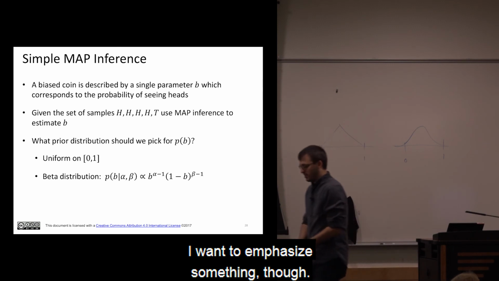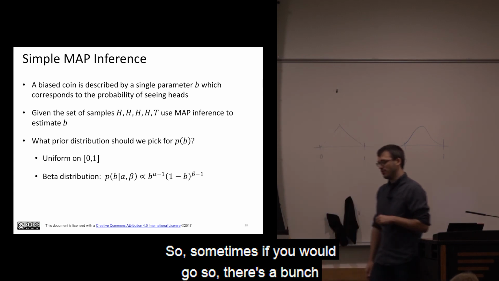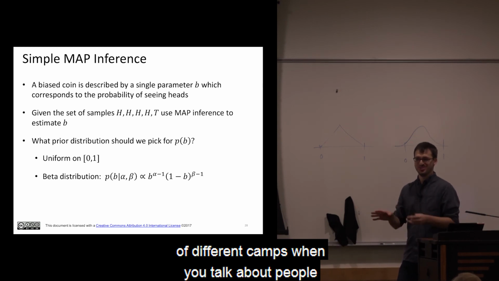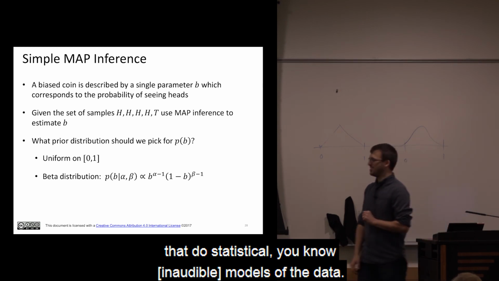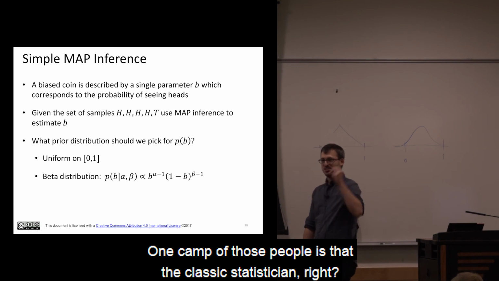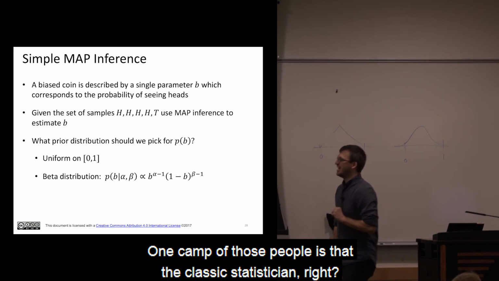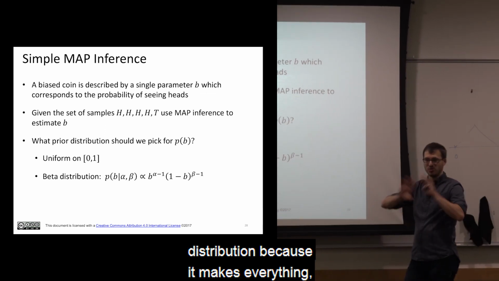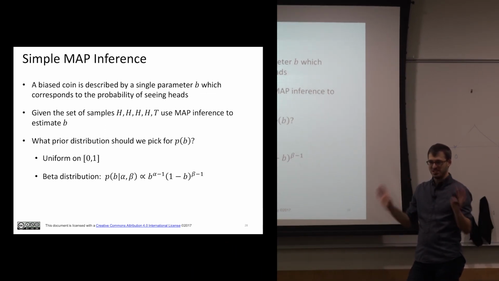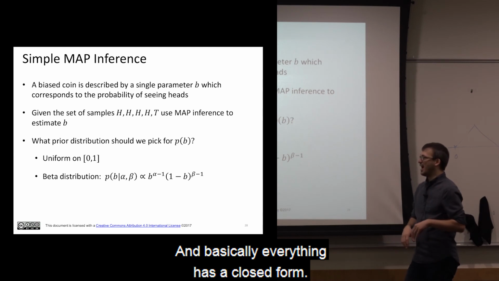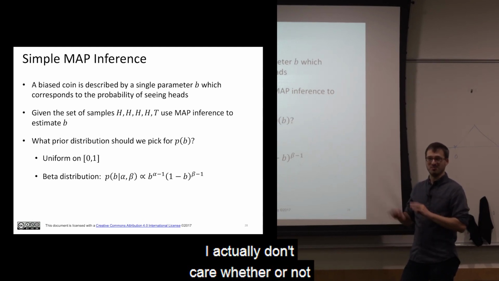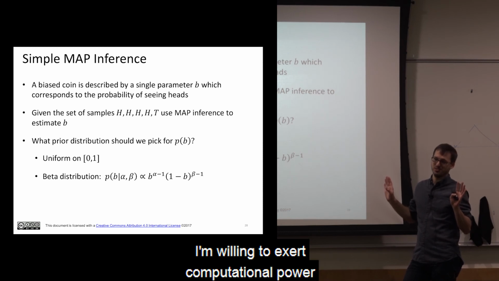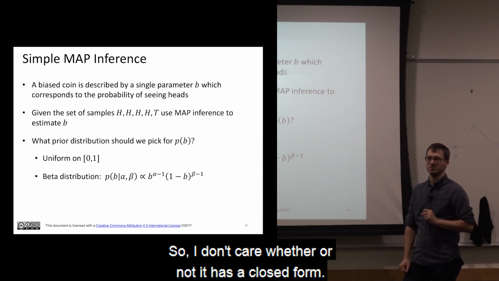I want to emphasize something, though. There's a bunch of different camps when you talk about people that fit statistical models to data. One camp of those people is the classic statistician. And the classic statistician would actually pick the beta distribution because it makes all the math work out beautifully, and basically everything has a closed form. I'm from the other camp. I actually don't care whether or not that turns out to be the case. I'm willing to exert computational power to solve the problem. So I don't care whether or not it has a closed form.